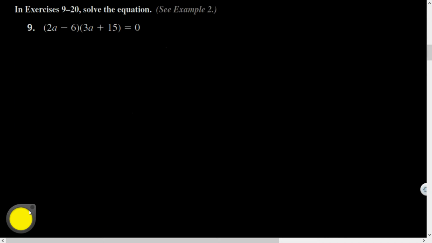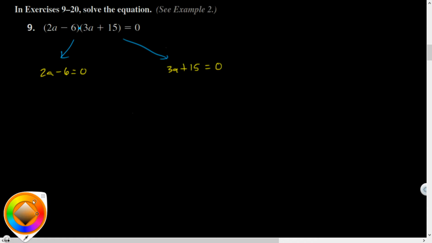Same idea, a little bit trickier. What do you think I could do here? I've got two things that multiply to be 0, so I break it up into two cases. And what are those cases? I like it. Let's see. Could you help me solve this one for a? How could I get a by itself?